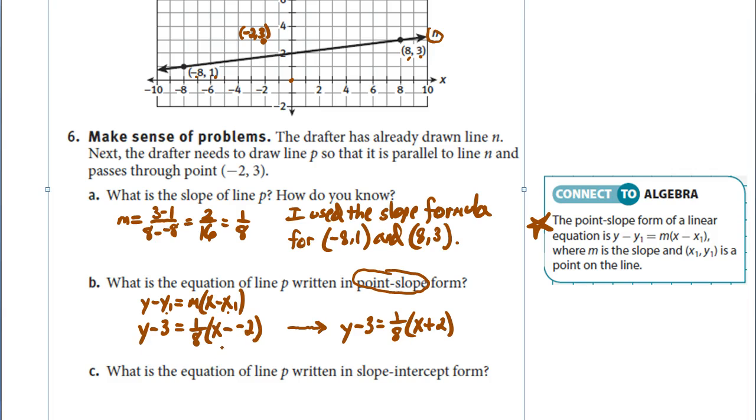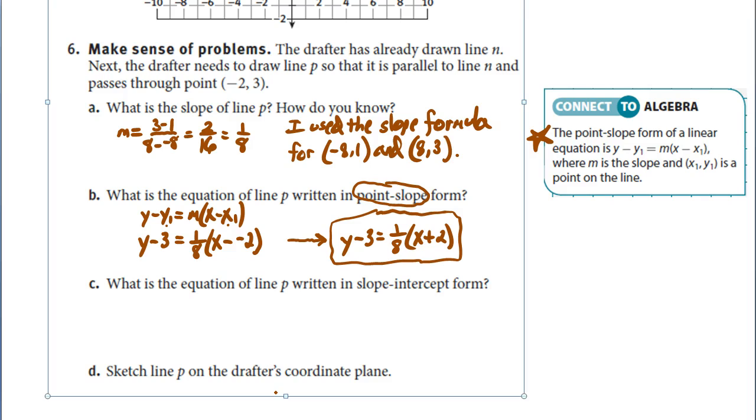That is point-slope form. There's one more thing I could quickly do. This minus negative right here in the middle could be made into a plus sign. So that's why I rewrote it over here in a simplified version. Question C, what is that equation written in slope-intercept form?